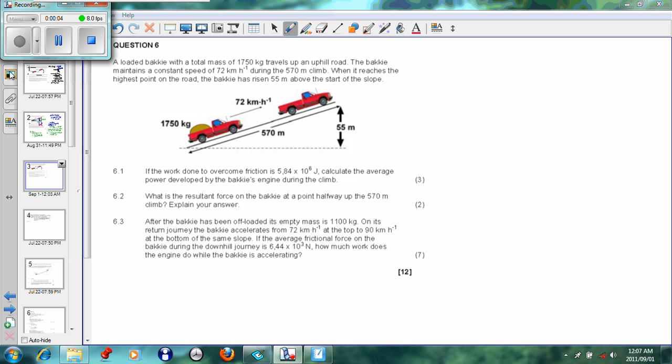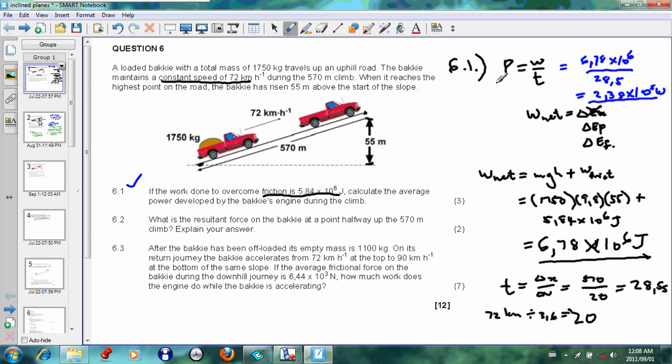We are continuing with inclined planes. And in our first lesson, just to recap, in part one of inclined planes, we looked at calculating the average power developed by the bucket's engine. We used the equation power is equal to work over time. We had to work out our net work, and we had to work out our time using distance over velocity. And using that equation, power is equal to work over time, we got our answer.